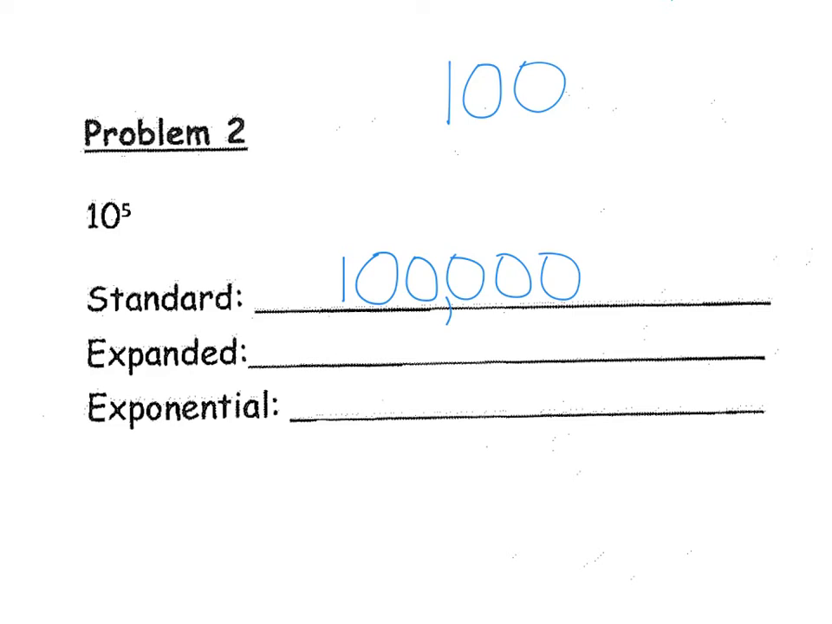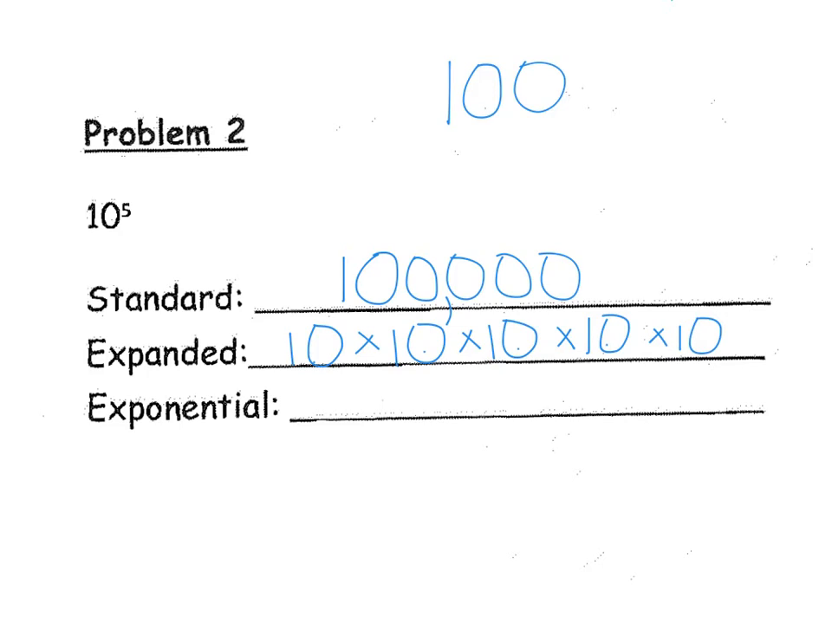So that would be 100,000. If I'm doing the expanded form, I've got to show how many times I'm multiplying. So it's 10 times 10. How many times am I going to write 10? I wonder, what's that 5 tell me? Guess what? It tells me how many times I'm writing 10. 1, 2, 3, 4, 5. So 10 times 10 times 10 times 10 times 10.